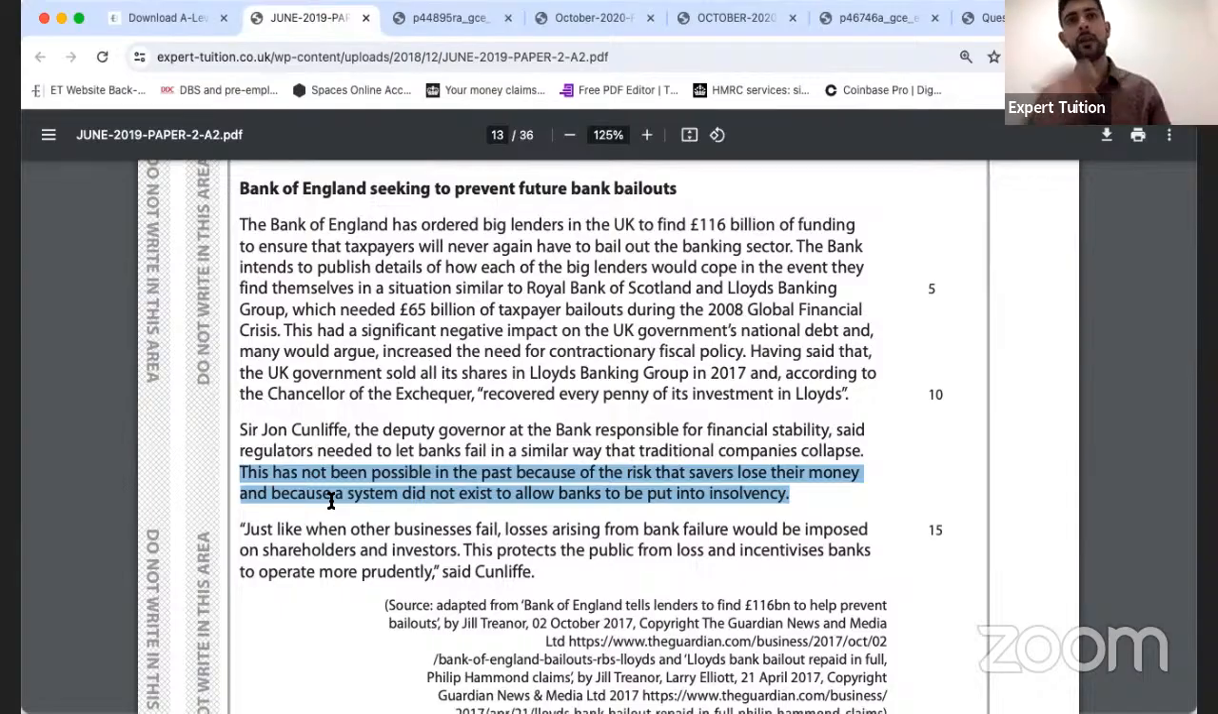That's the analysis. Let's evaluate. The best evaluation is through a concept known as moral hazard. And you can use moral hazard whenever there's any form of debt relief or something like this, a bailout. Moral hazard is the idea that the government stepping in and bailing out the banks creates this idea in the bank's head that they are going to get bailed out again in the future.